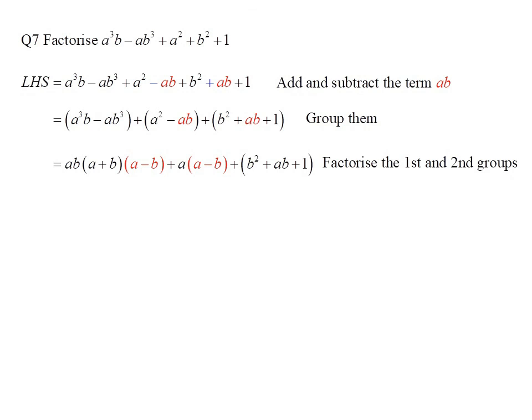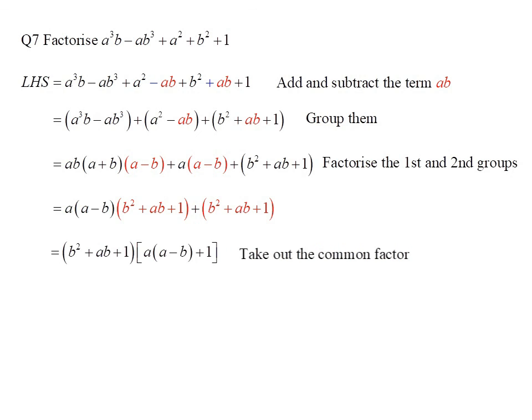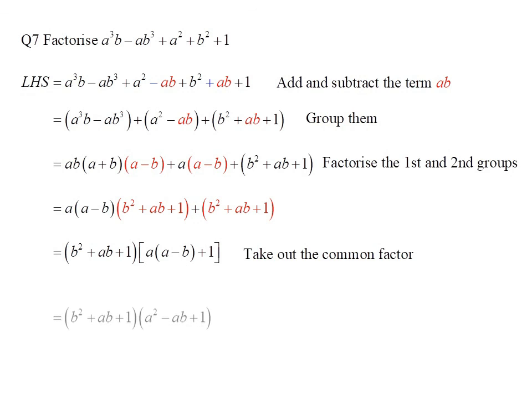After taking out this common factor and combining the remaining parts of the two groups, we find the factor of b squared plus ab plus 1, shown in red, becomes the common factor between the combined first two groups and the last group. Factorize them by taking out this common factor, and thus we get the factorization done.